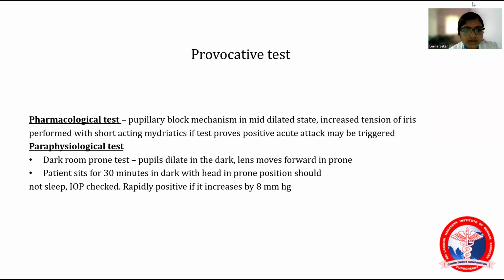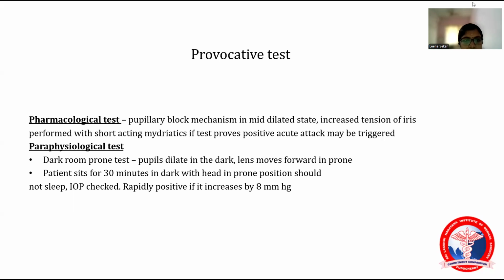The provocative test includes pharmacological and paraphysiological tests. For the pharmacological test, we induce a pupillary block mechanism in a mid-dilated state, which causes increased tension of the iris, by instilling short-acting mydriatics. The test will prove positive so that an acute attack may be triggered if we put a mydriatic in an angle closure patient. Next one is the paraphysiological test.